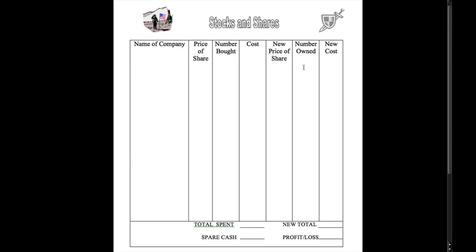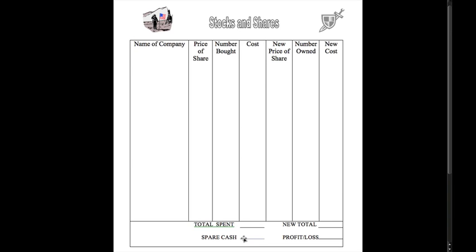Multiply the price of the new share by the number that you have bought. This will be the same as is written in column 3. Multiply the new price by the number you have to come up with the new cost of your shares. Repeat that for all the companies you have bought into. Add up the new total.